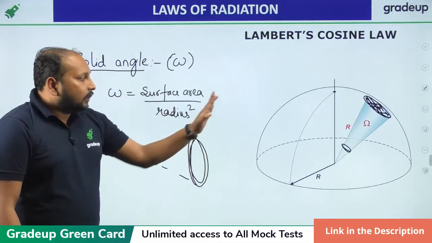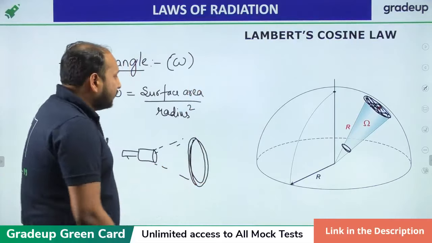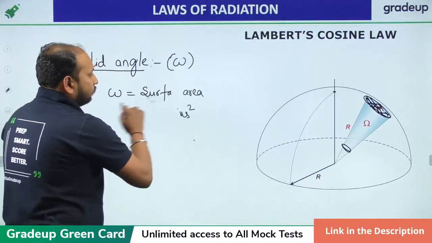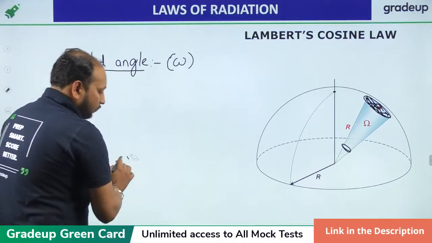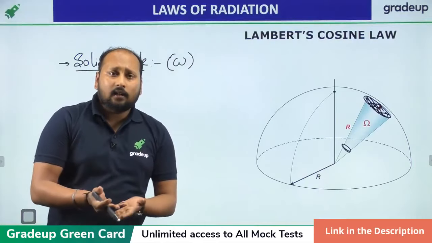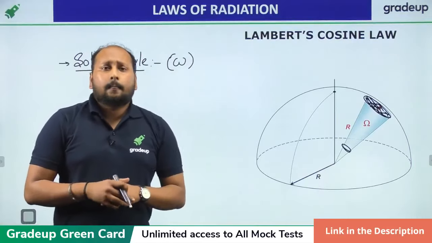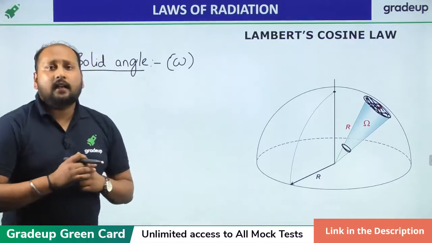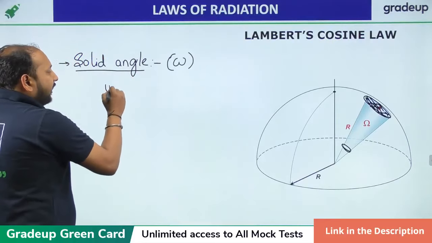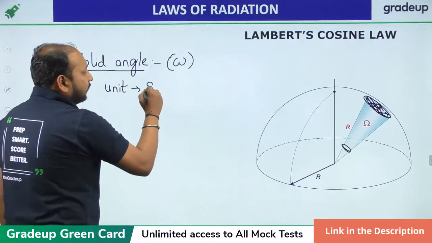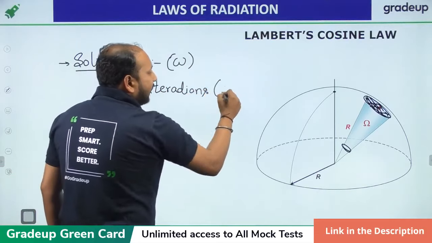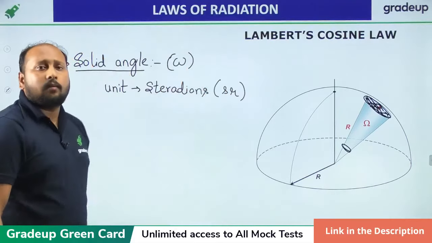Clear? Fine. Now, what is the unit of this solid angle? Can you tell me what is the unit of solid angle? The unit of a normal two-dimensional angle is radian. Clear? So what is the unit of solid angle? Very good. Akhilesh, very good. Obviously, the unit of solid angle is steradians, normally denoted as sr.